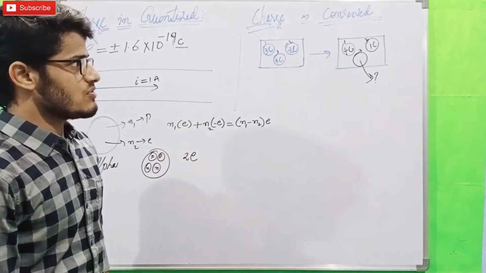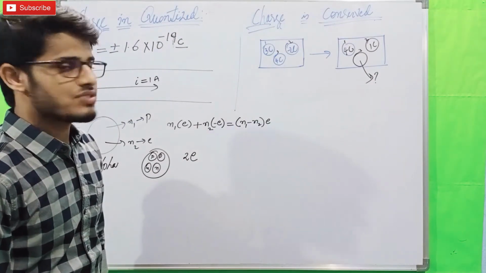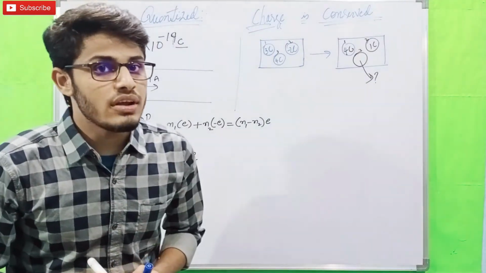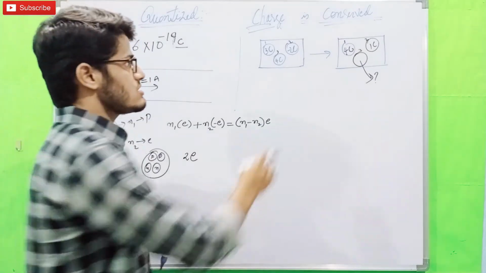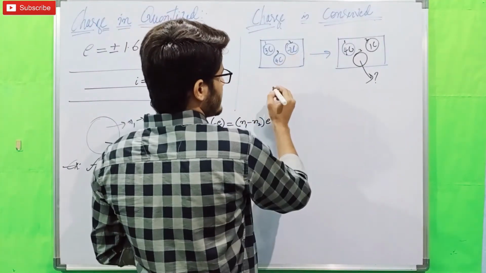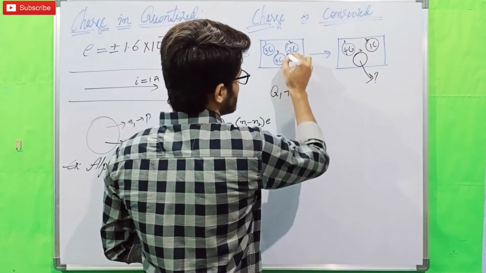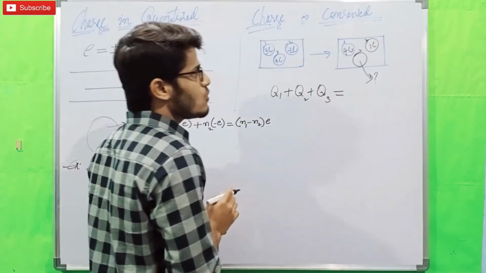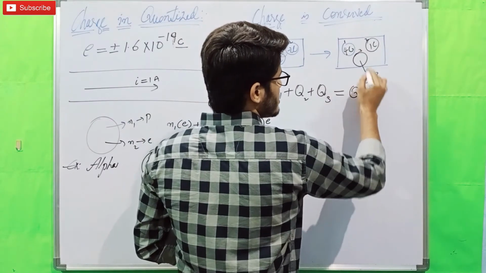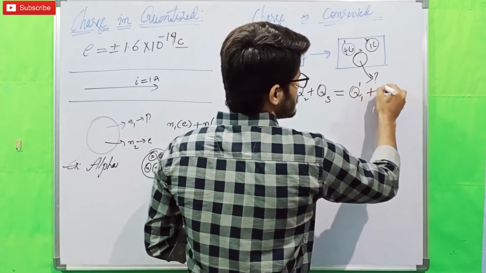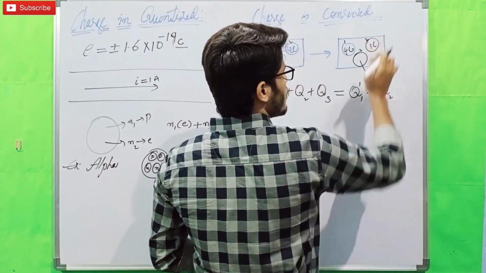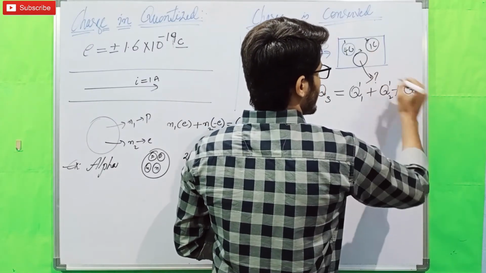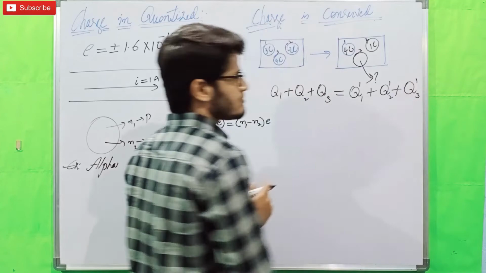So by using the conservation of charge, we can find it out. Conservation of charge states that the total charge present in an isolated system will remain constant. So this is the isolated system. Initially it was having charge Q1 plus the charge of the second body Q2 plus charge of the third body Q3, which should be equal to the final charges. The charge on the first body I'm calling Q1 prime, the second body Q2 prime, and the third body Q3 prime.